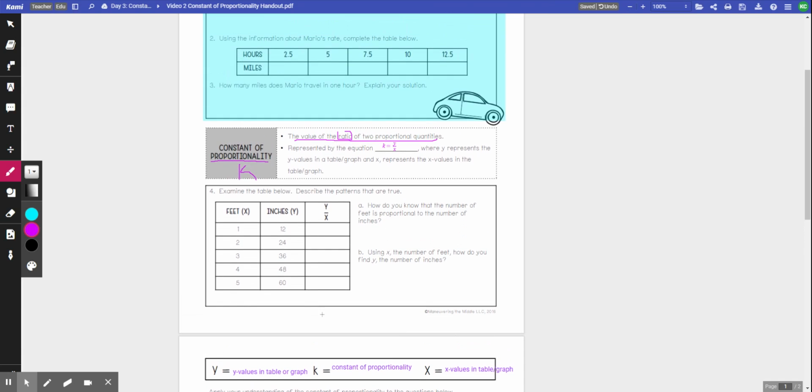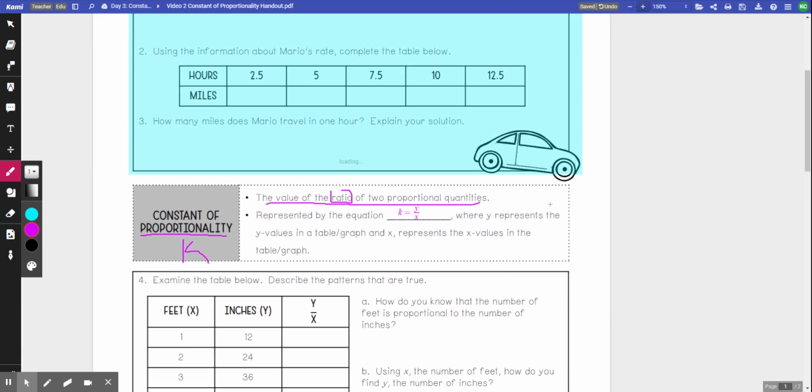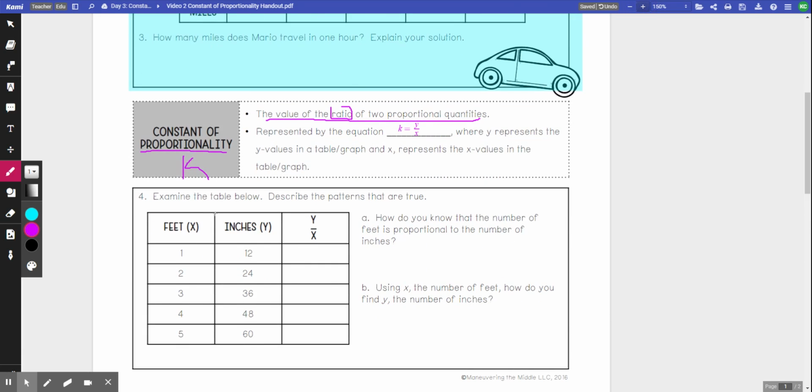Now, if we look at our first example here, we can see that it's asking us to examine our table below and describe patterns that are true. Based upon what we just talked about, you know that this fraction y over x is really equal to k if we're talking about a proportional relationship, which for our purposes for the next couple of days will only be proportional relationships. So let's think about this. We're talking about feet and inches. You guys already know how to find how many inches are in a foot, and you already know that you multiply by 12. Well, let's make sure of that.